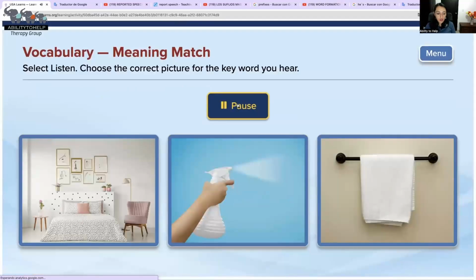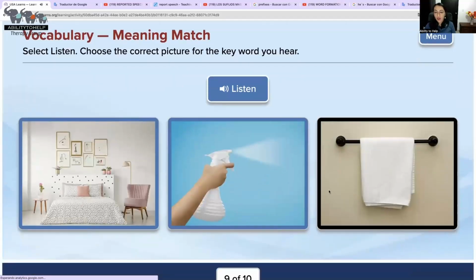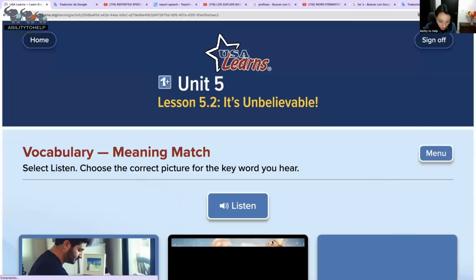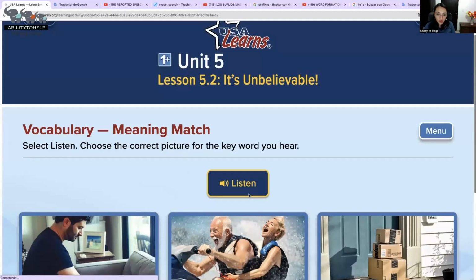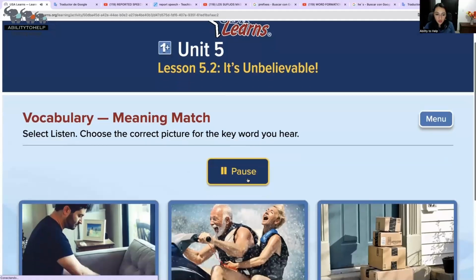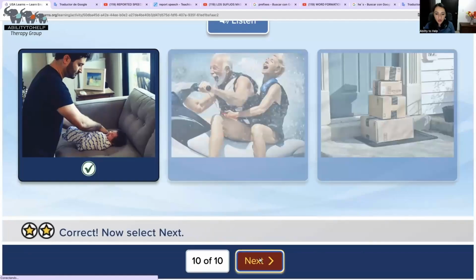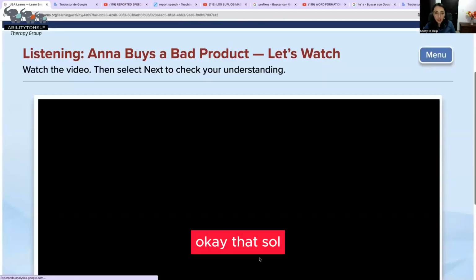We have a lot of towels. We had a lot of towels. He likes to be wrapped in a blanket. Wrapped. Okay, that's all.